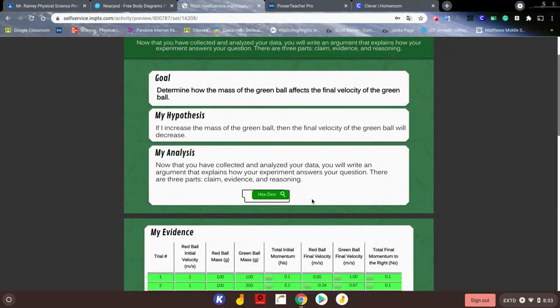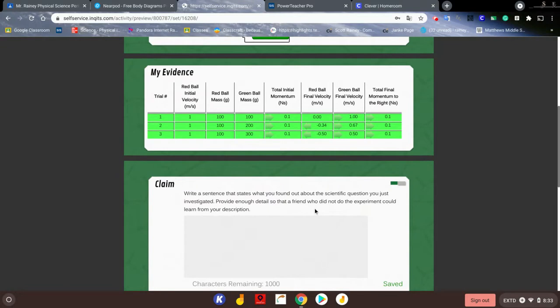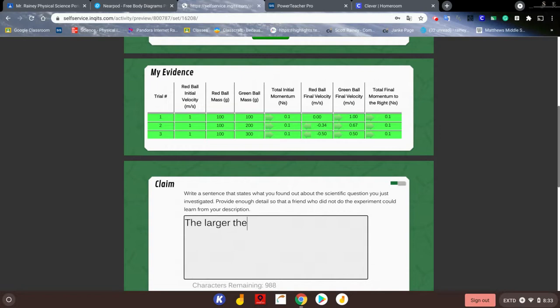Okay, so we can show the data. Write a sentence that claims what you found out about the scientific question you just learned. So what we learned was the larger the mass of the object, the harder it is to start it moving, because you need more force. We didn't change our force, because the red ball didn't change. But because it was a heavier object, the larger the mass of the object, the harder it was to get it moving. It took more force, or it didn't move as much.